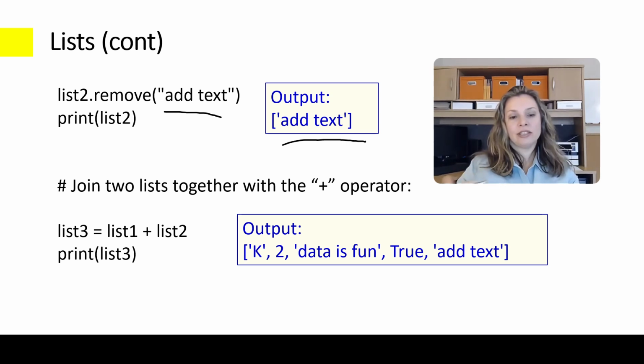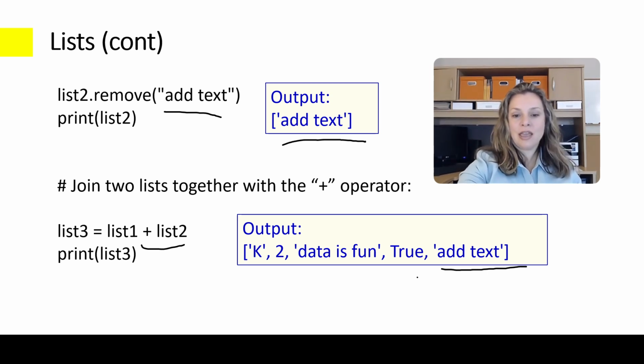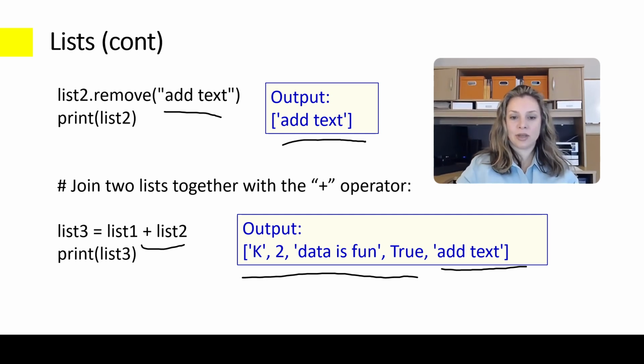And then to join lists together, there's several ways to do this. One of the simplest ways is just using a plus sign. So we're taking our strings and our other data that's stored in list 1 and adding it to list 2. So you can see here, this was list 2, and this was the data in list 1.